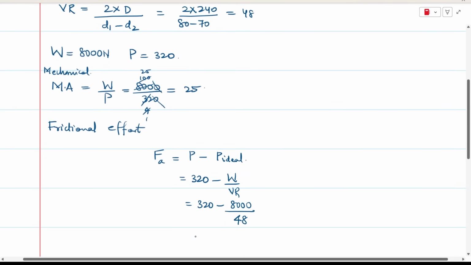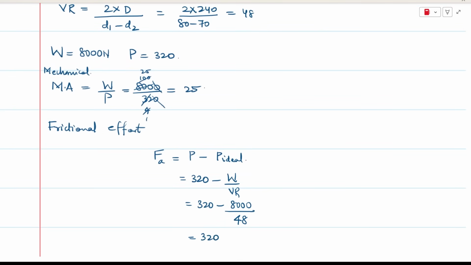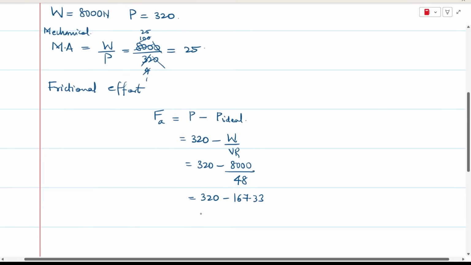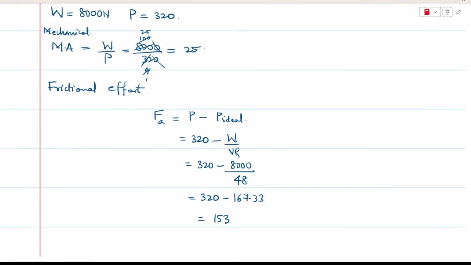So upon calculating, this is equal to 320 minus 8,000 by 48, which is approximately equal to 167.33. So upon substituting, the value of frictional effort will be equal to 153.6 newtons.